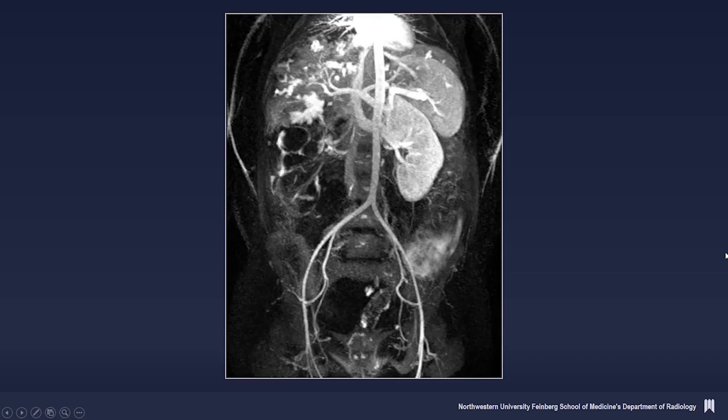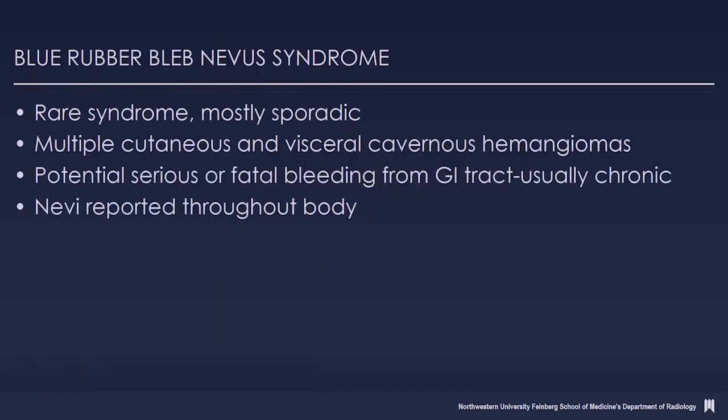This is actually almost like a case report or tongue twister, blue rubber bleb nevus syndrome. It's a rare syndrome, mostly sporadic. It has multiple cutaneous and visceral cavernous hemangiomas, but the reason it's important is because it can lead to potentially serious or fatal bleeding from the GI tract. Usually it's chronic, and these nevi, as illustrated in this case, have been reported throughout the body.